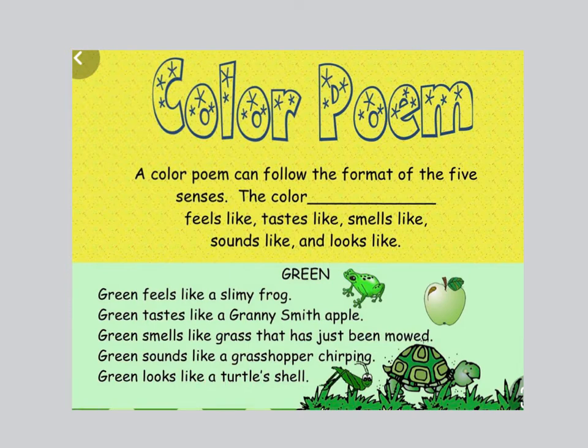If you notice here, we have some figurative language. Green feels like a slimy frog. We have a simile. Green tastes like a Granny Smith apple. We have another simile. And green smells like, they're comparing it to grass that has just been mowed. Another simile, and here we have another one with like a grasshopper chirping, and green looks like a turtle's shell, and that is another simile.